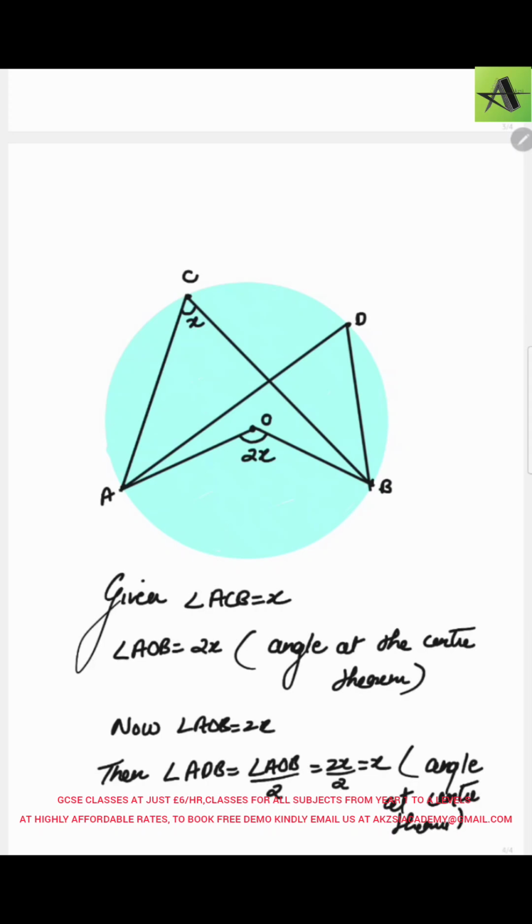And hence, if this also comes out to be x, we have proved that no matter where the point is in the same segment, the angles are always going to be equal.